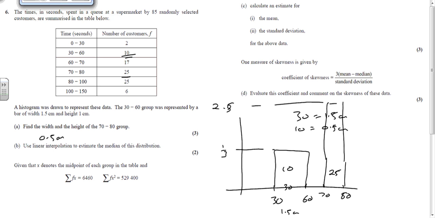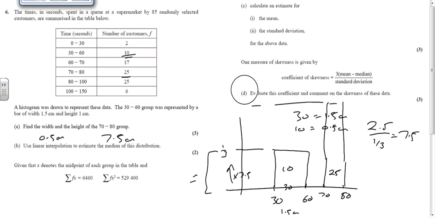So we know that 1/3 for this one had a height of 1 centimeter. So we need to know what a frequency density of 2.5 is going to give us. So how many times does a third go into 2.5? If we do 2.5 divided by 1/3, we get 7.5. So if we multiply a third by 7.5, we're going to get 2.5. So multiply this 1 centimeter by 7.5, we're going to get 7.5 centimeters. Not straightforward, that one.